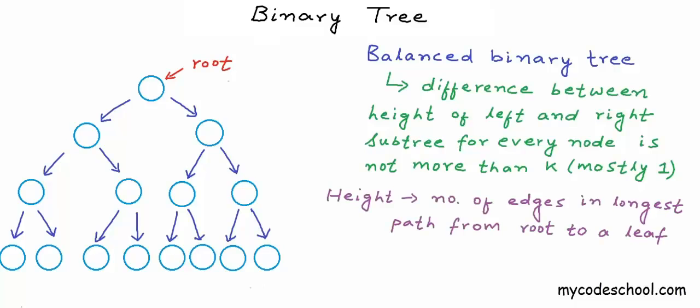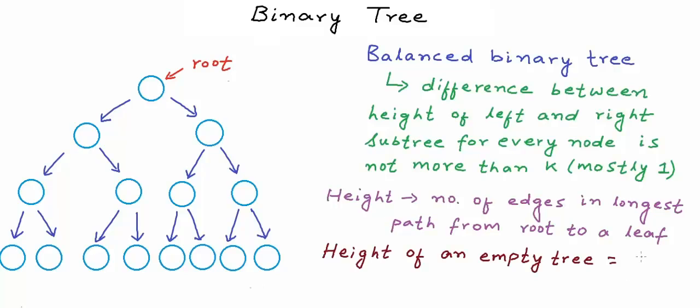We had defined height earlier as the number of edges in the longest path from root to a leaf. The height of a tree with just one node, where the node itself is a leaf node, will be 0. We can define an empty tree as a tree with no node, and we can say that the height of an empty tree is -1. So the height of a tree with just one node is 0 and the height of an empty tree is -1. Quite often people calculate height as the number of nodes in the longest path from root to a leaf.